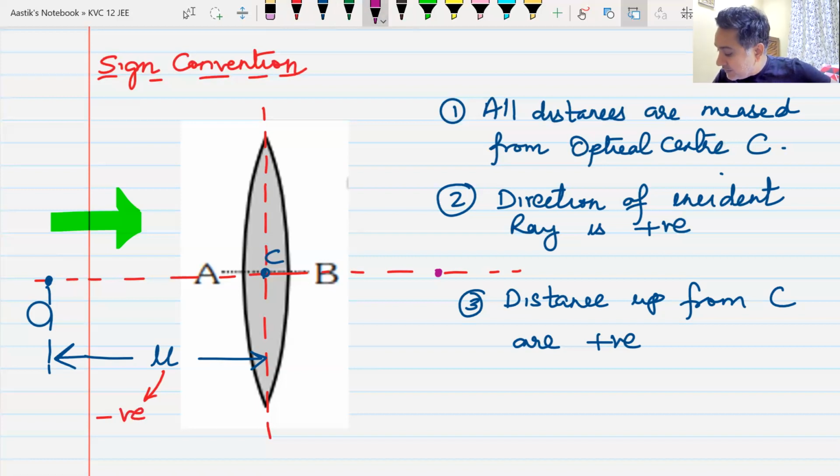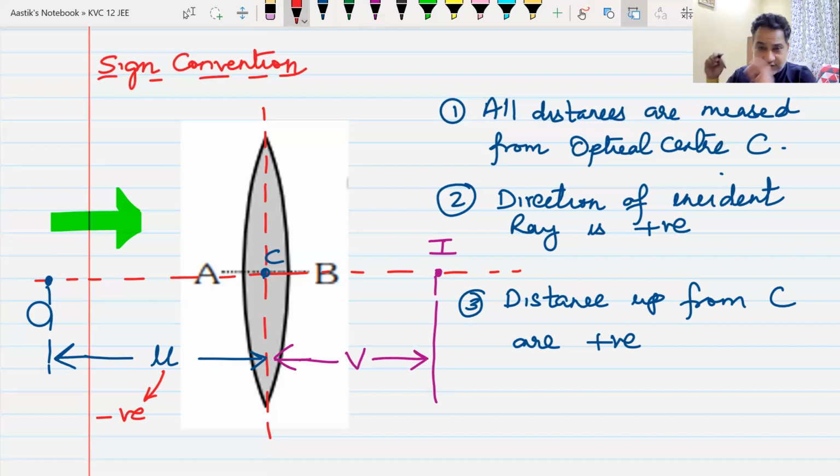Good. Let me imagine that the image is formed at this point. So this distance would be known as the distance of the image, V. According to the sign convention, is V positive or is V negative? Beta, V will be positive, measured in this direction. It will be positive. Yes or no? Yes, sir.